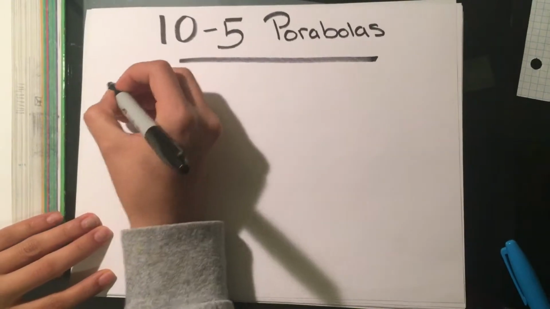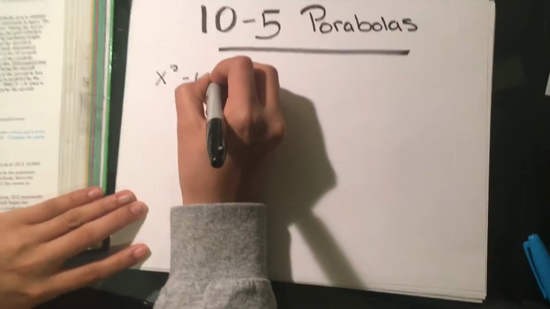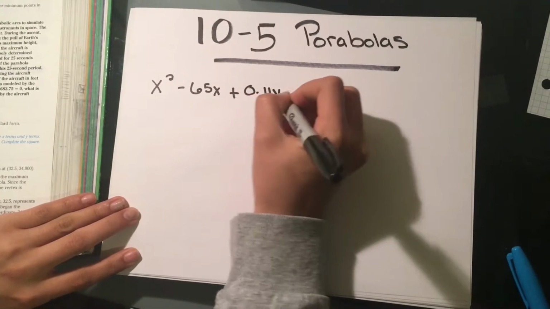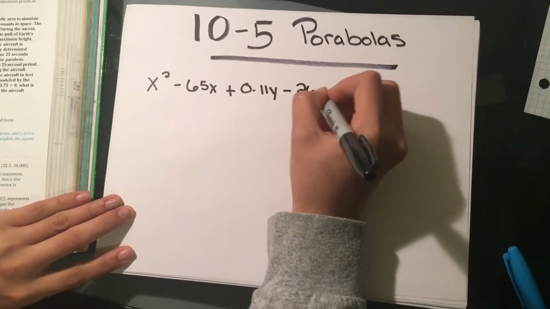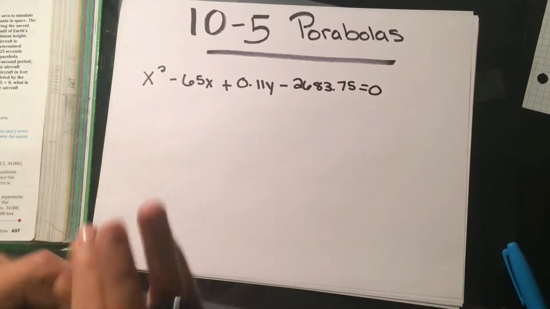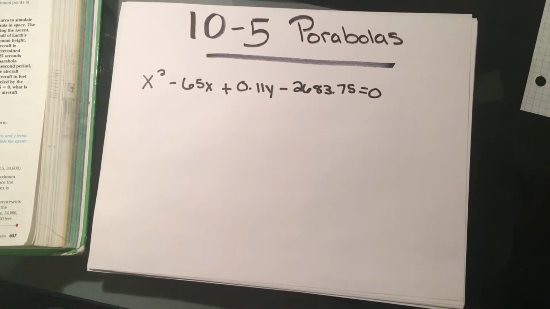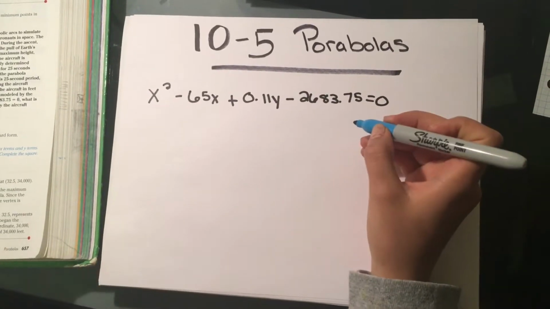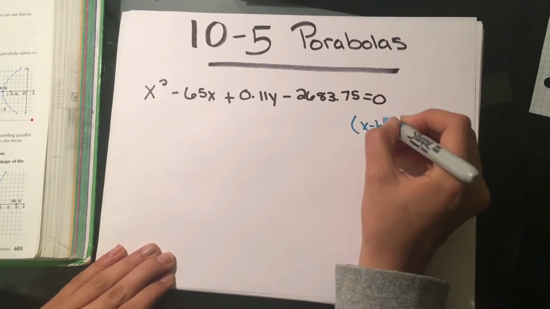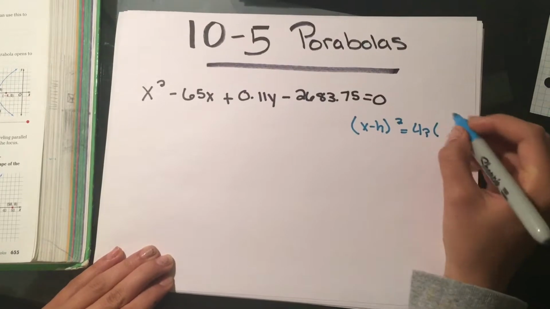Okay, so the problem gives us the equation x squared minus 65x plus 0.11y minus 2683.75 equals 0. Okay, so first what you're going to want to do is write this equation in standard form. And the standard form formula for this is (x minus h) squared equals 4p(y minus k).